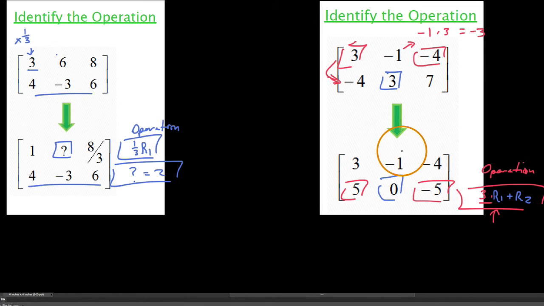So we're going to use these elementary row operations in the next video to talk about how to put something into row echelon form. Cheers.